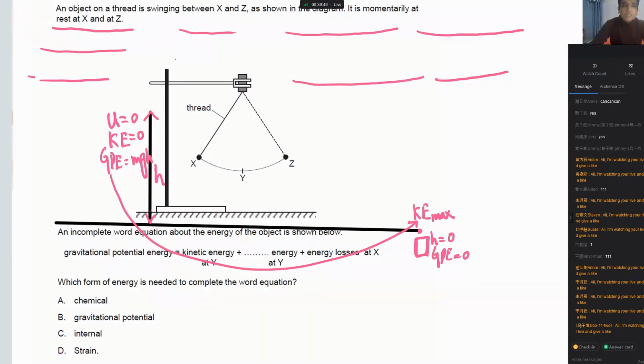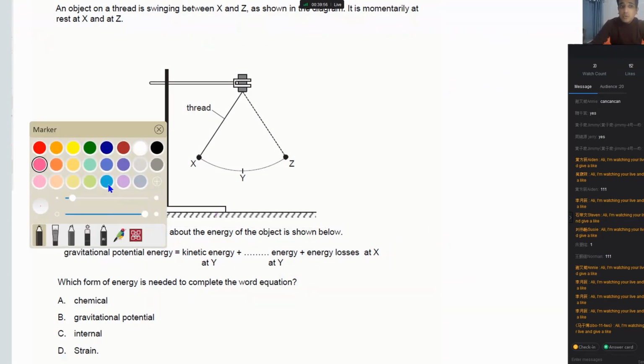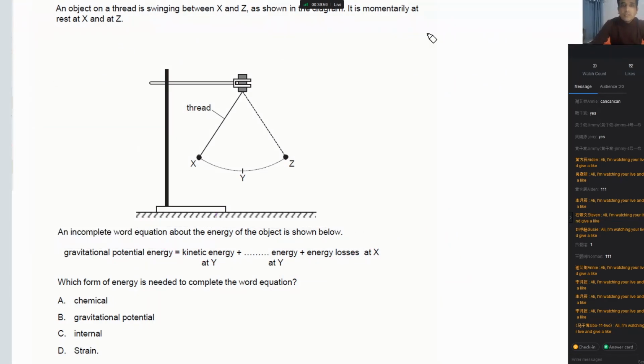And this one is the last problem for today's class. This is also based on conservation of energy. So let's try to answer this one. We have just a few minutes. First of all, you can try by yourself. You just need to fill in the blank here. Let me give you some ideas.